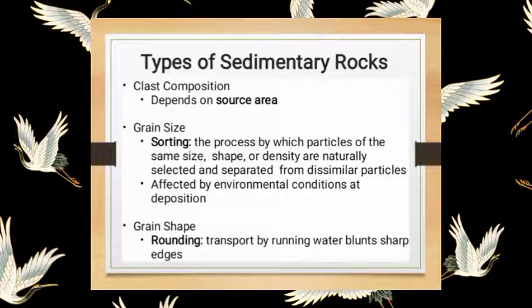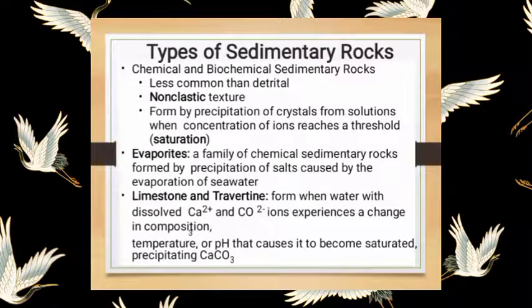The grain size, sorting: the process by which particles of the same size, shape, and density are naturally selected and separated from similar particles affected by environmental conditions at deposition. The grain shape, rounding: transport by running water blunts sharp edges.